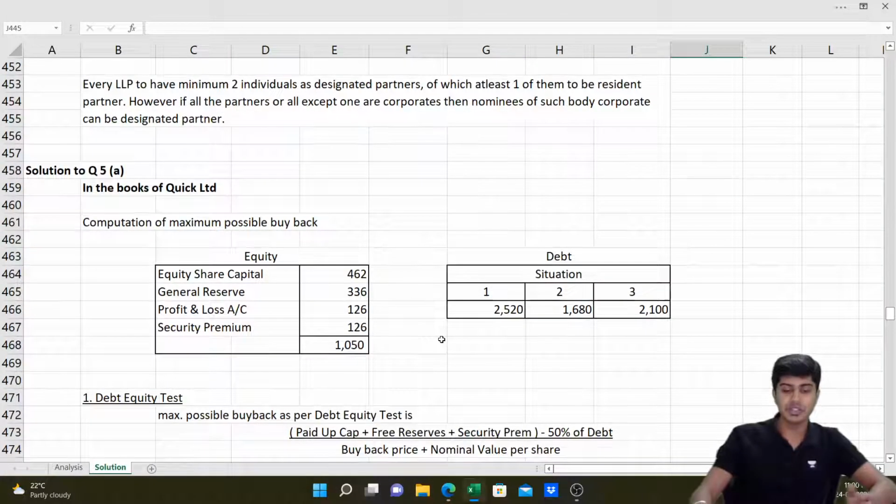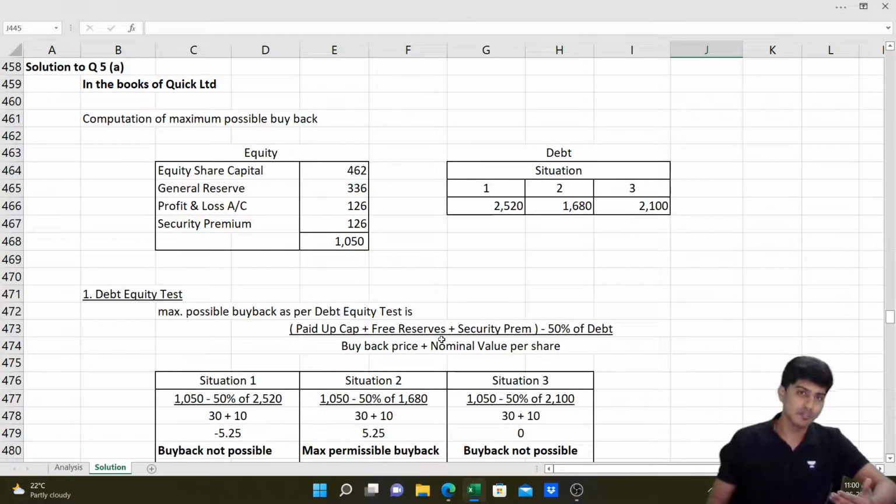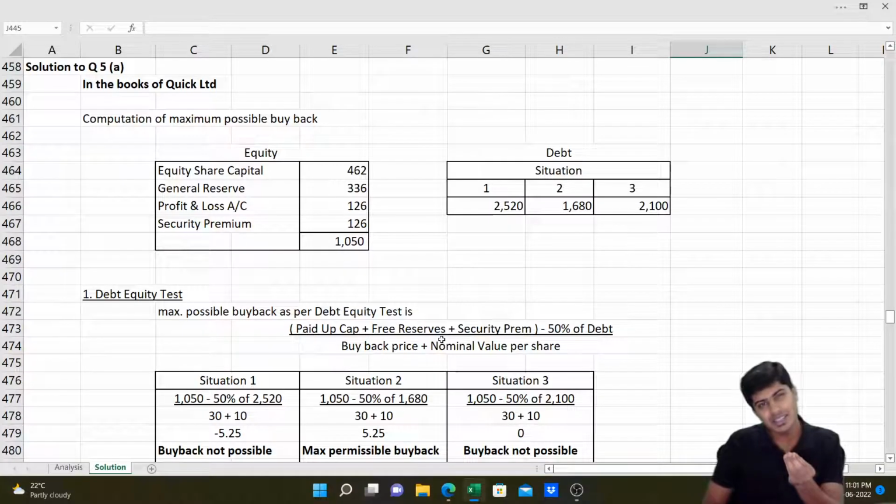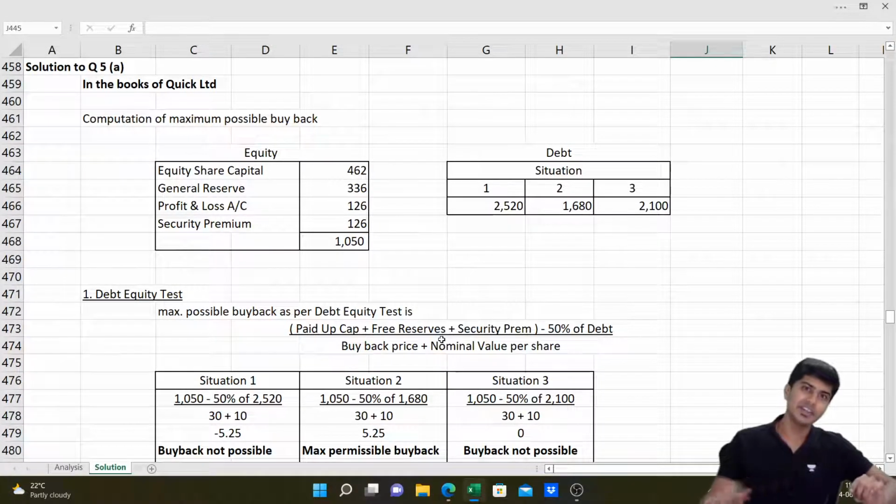So debt equity ratio test says that whenever buyback is done, after the shares are bought back, if we find the ratio of debt that is outstanding and equity that remains after buyback, it should not be lesser than 2:1. Equity should be at least half of the debt. It cannot be lesser than half. That's the debt equity ratio test.